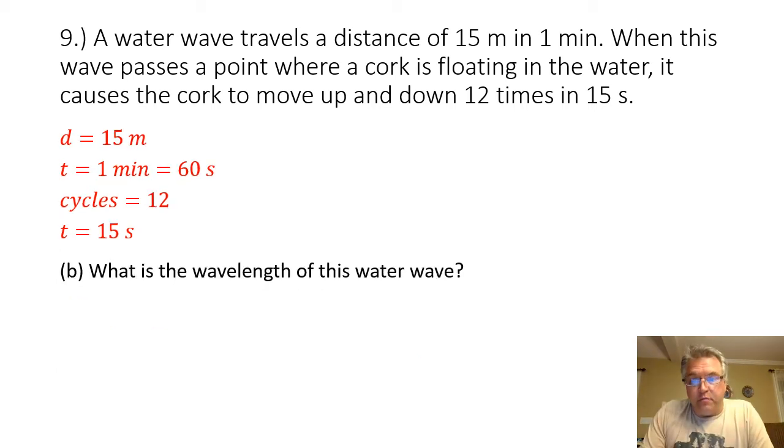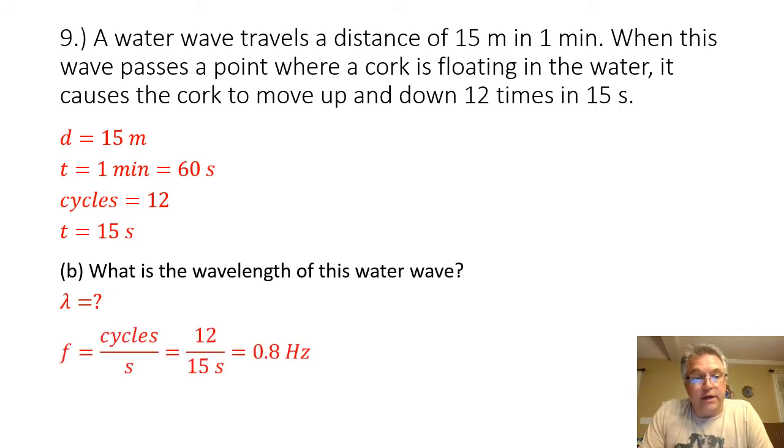Part B of problem 9 asks, what is the wavelength of this water wave? So we need to find the wavelength. In order to find the wavelength, I know I'm going to need the frequency of the wave. And to find the frequency, I know I have to divide the number of cycles it undergoes by the number of seconds it takes to undergo those cycles. So frequency is cycles per second. So it undergoes 12 cycles in 15 seconds. So 12 divided by 15 is going to give me a frequency of 0.8 hertz.